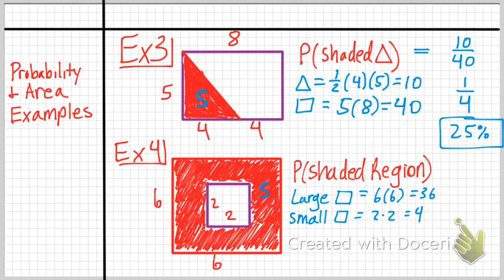So my shaded region is actually 36 minus 4, right? Because I have this cutout here. So that's going to be 32. So the probability that I fall within my shaded region is going to be 32 out of 36, which can be reduced to 8 over 9, or 89%.